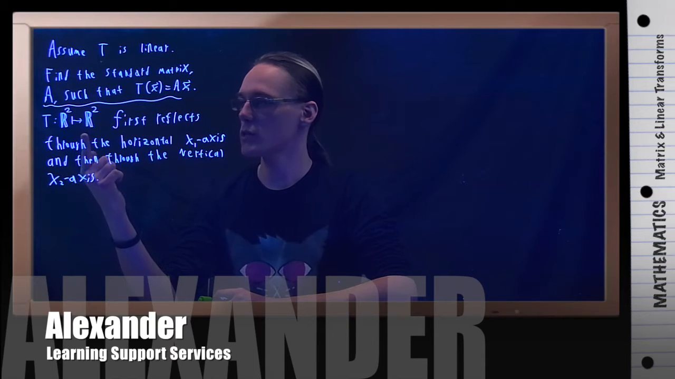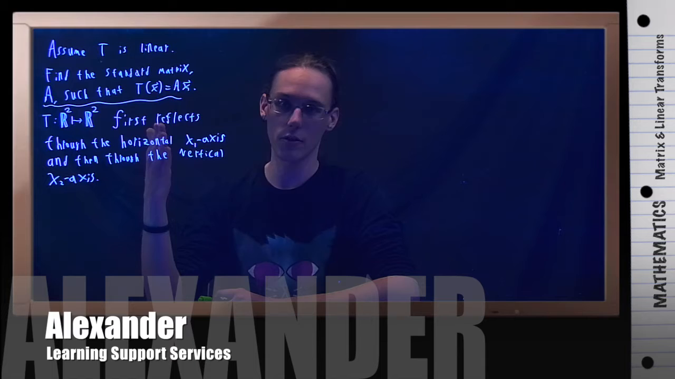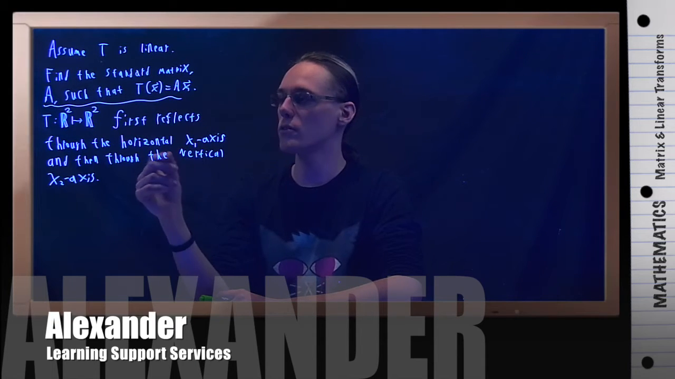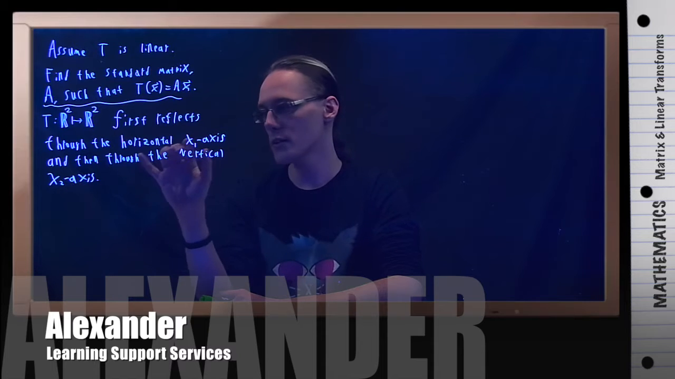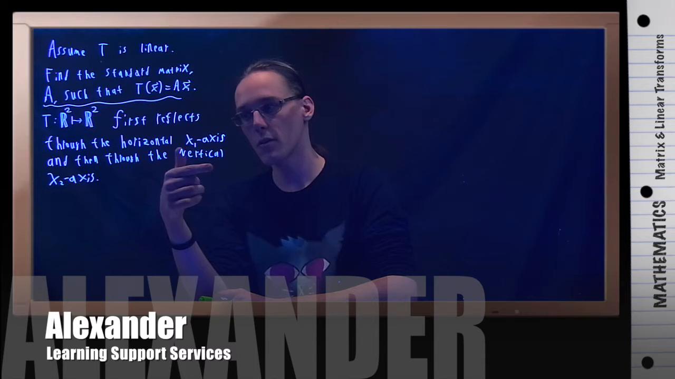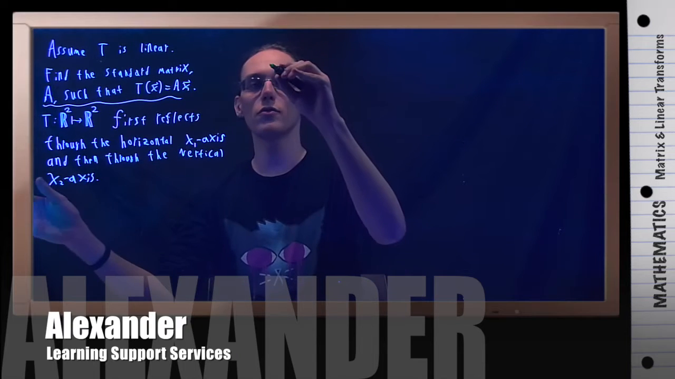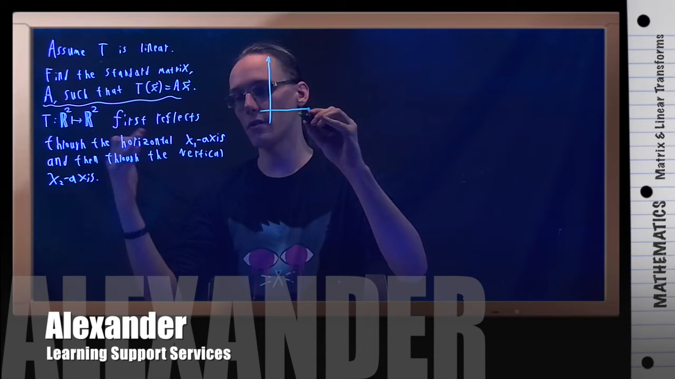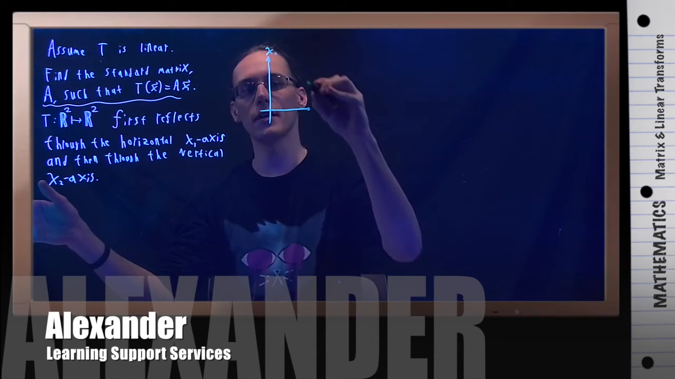First of all, the transform is going to go from 2-space to 2-space, R2 to R2. And it first reflects through the horizontal x1 axis and then through the vertical x2 axis. Regardless of how you label these, x1, x2, x, y, whatever, it's the horizontal axis and then the vertical axis. So first of all, I will use their labeling of x2 for vertical and x1 for horizontal.